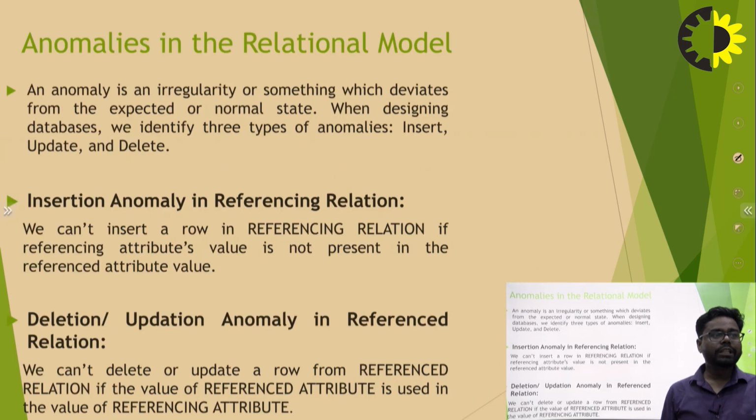Anomalies. An anomaly is an irregularity or something which deviates from the expected or normal state. When designing databases, we identify three types of anomalies: insert, update and delete. For inserting, we cannot insert a row in the referencing relation if the referencing attribute value is not present in the referred attribute value. We can't insert values if there is no table or no tuple or no attribute for that. For the deletion, we can't delete or update a row from the referred relation if the value of the referred attribute is used by the value of the referencing attribute.